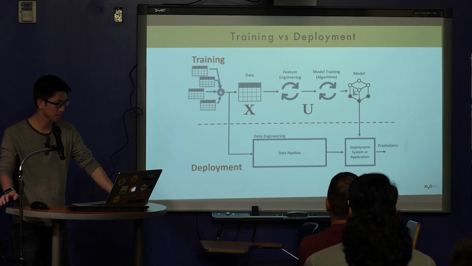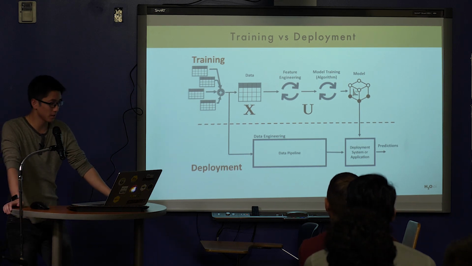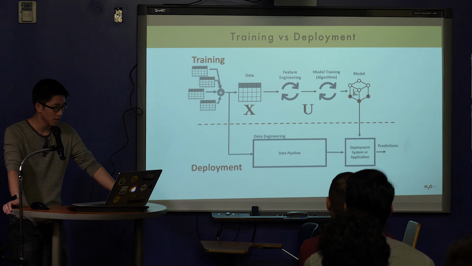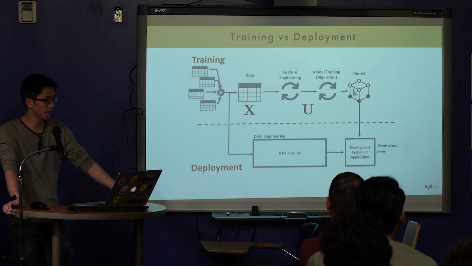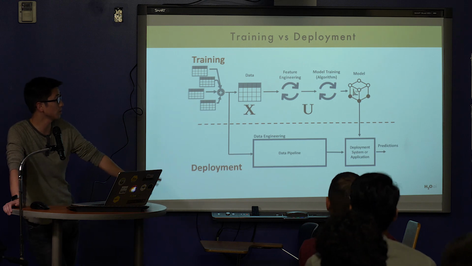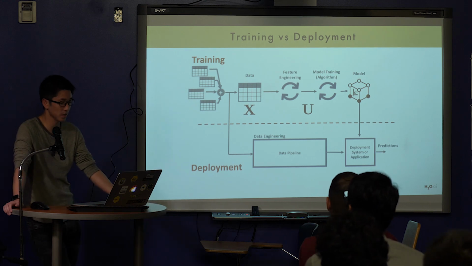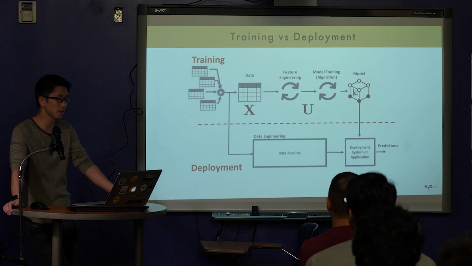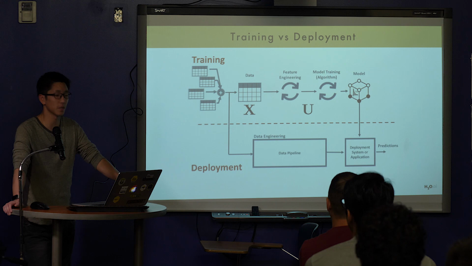So this slide talks about the idea of training versus deployment, which is what I was getting at earlier. Basically, you have your data, which you've ingested. You've done some feature engineering. You've done some model training. Now you have a model. What do you do with it, right? Basically, deployment is using that model to get new predictions.